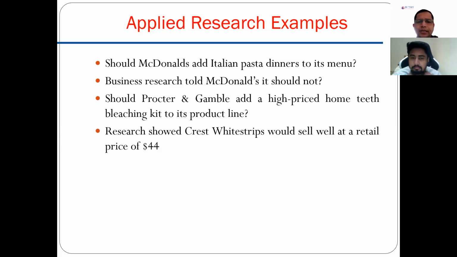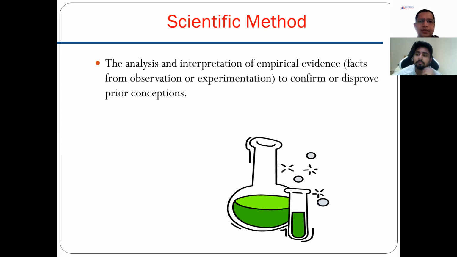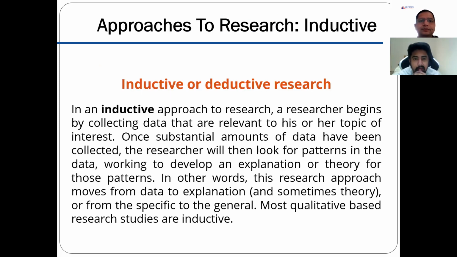Research also showed that Crest Whitestrips should sell at a retail price of 44. So if you increase the price, it's also a kind of applied research. The other type of research is the scientific method, basically physics or chemistry, that has been done in the lab, right? That is the scientific method or scientific result.